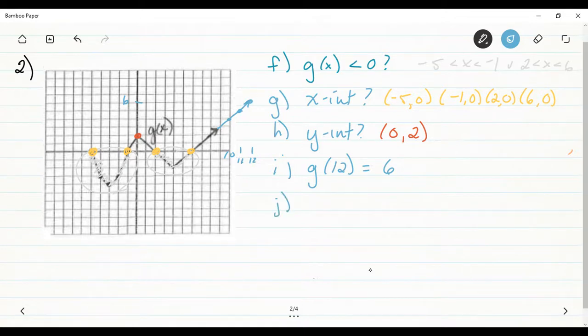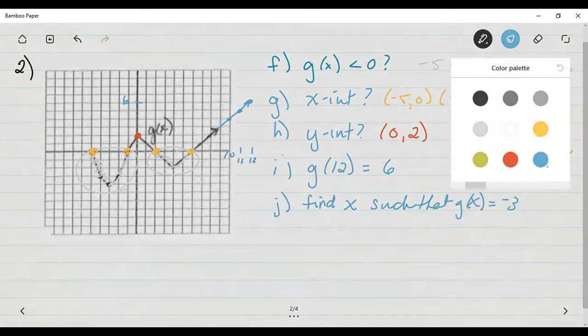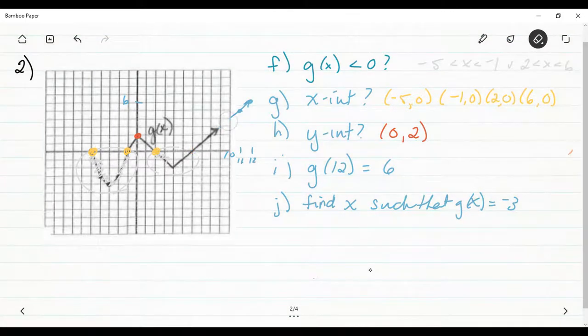Part J, we are looking for x such that g of x is equal to -3. So in a similar way to the last one, we are going to look at -3, which is 1, 2, 3, y equals -3 is down here. Evaluating where y is equal to -3, we have 1.